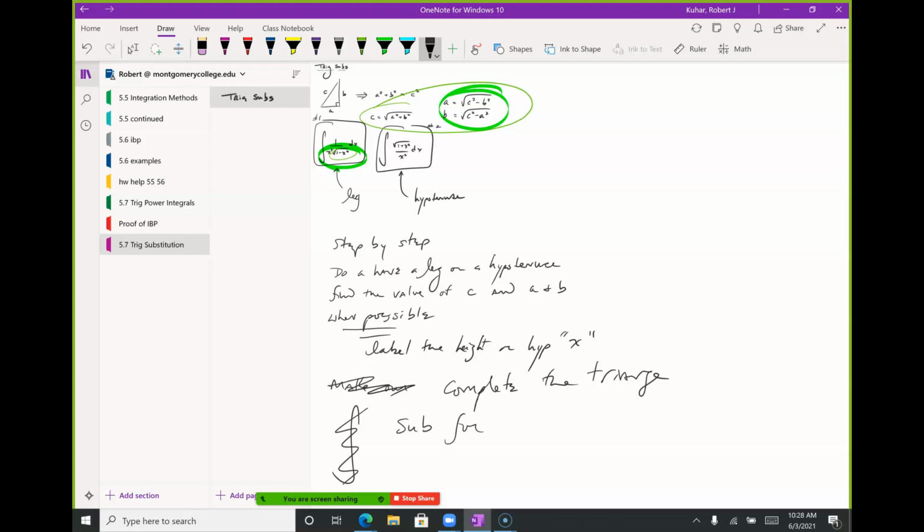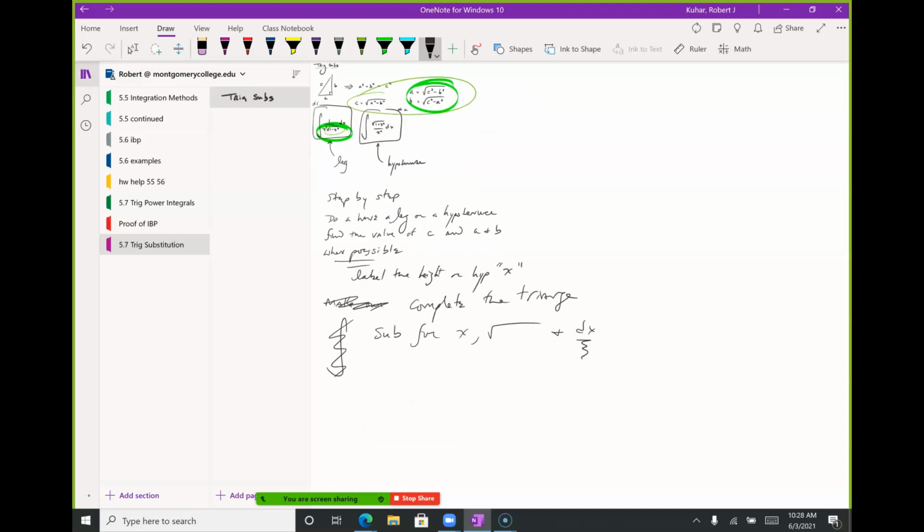Substitute for x, the square root, and dx. This is the key, and it will make sense when I do a problem. I got to make sure I make a substitution for everything. I'm changing my variable to theta, okay? So I have to find a trig for x. I have to find a trig for the square root. I have to find a d theta for dx. Solve the integral. Sub back into x terms using the triangle. There's our whole process.